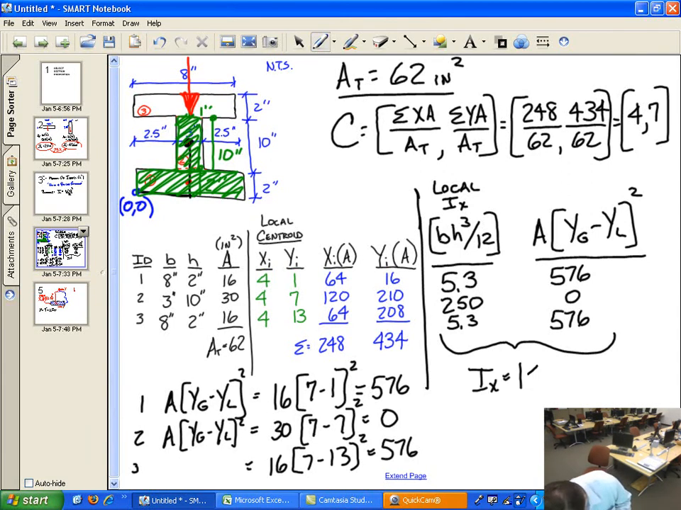Therefore, we got a total Ix of 13 inches to the fourth, or 1412.7.